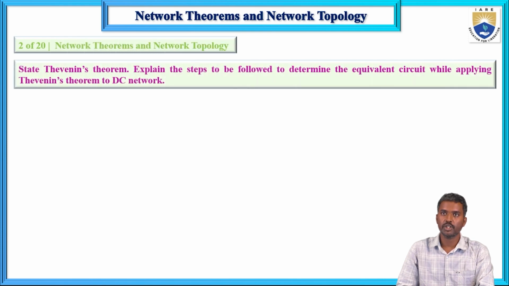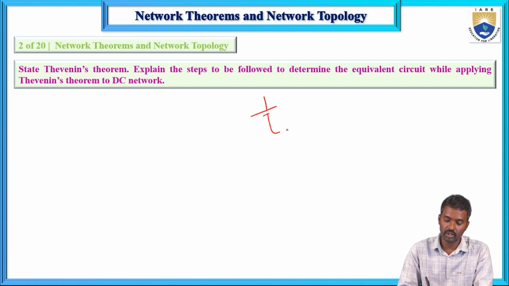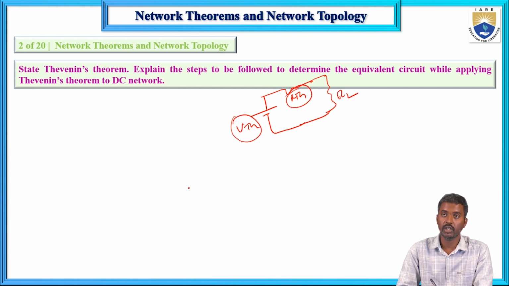Next, state the Thevenin's theorem statement and explain the steps to follow to determine the equivalent circuit while applying Thevenin's theorem. The statement is: a number of voltage sources, current sources, and resistors are replaced by a single equivalent circuit. That single equivalent circuit consists of one voltage source and one resistor in series. Now reconnect the load resistance, that is RL. So this VTH and RTH can be calculated.